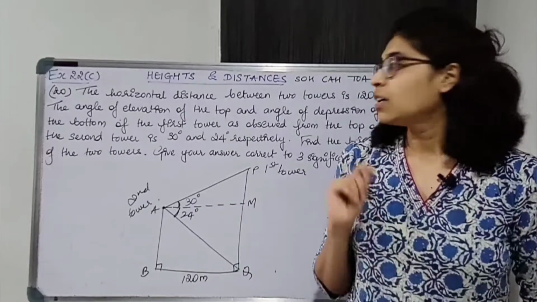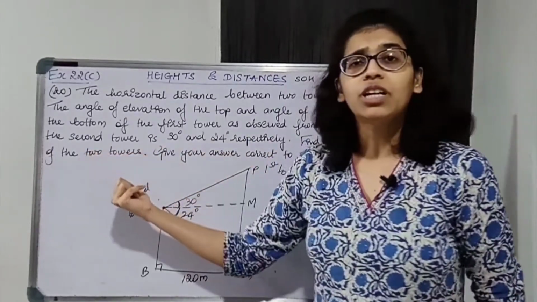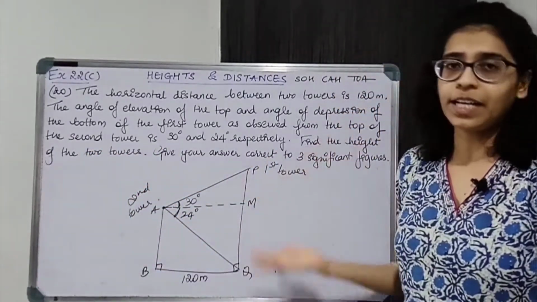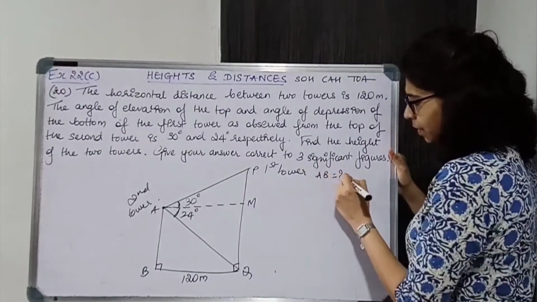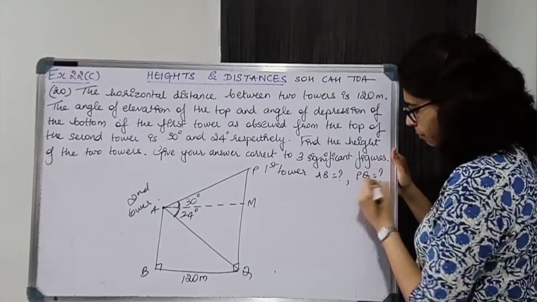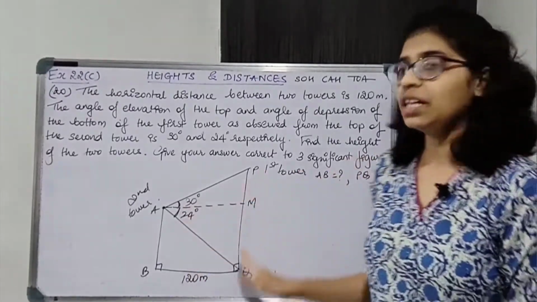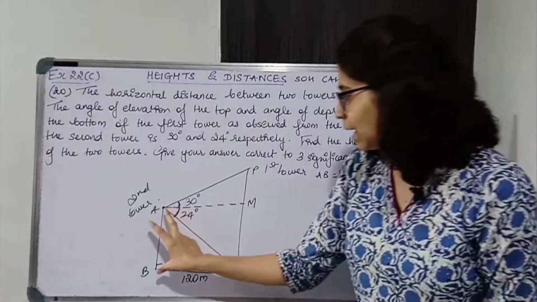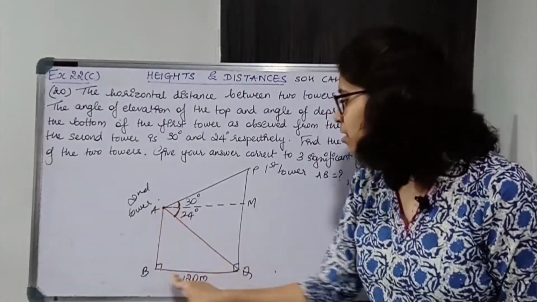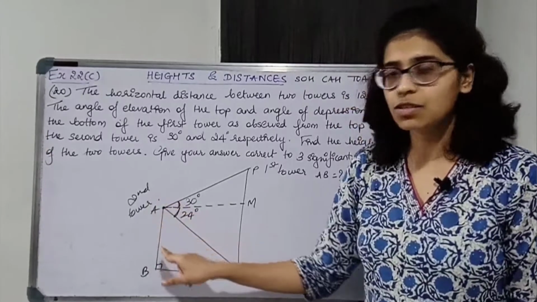We have to find the height of the two towers, that is AB and PQ. Now how will we find AB and PQ? What I am going to do in this case is, for AB, I am not going to consider this triangle. Okay, you can consider this triangle.